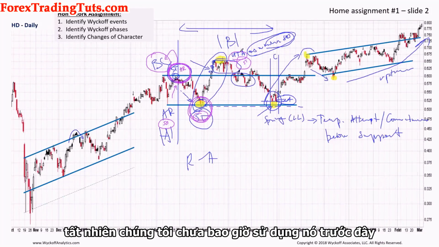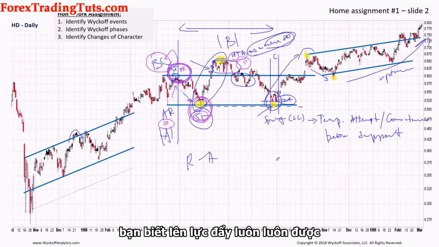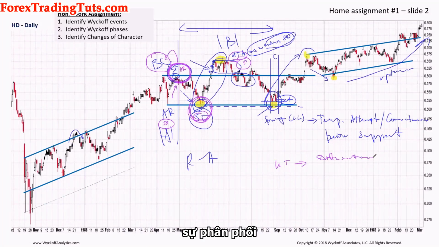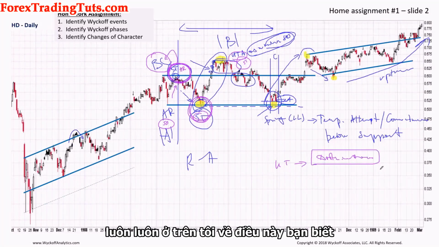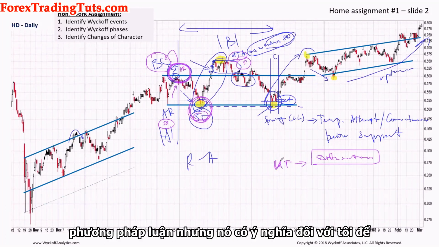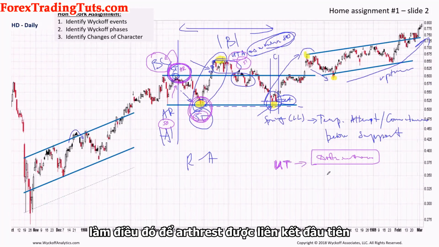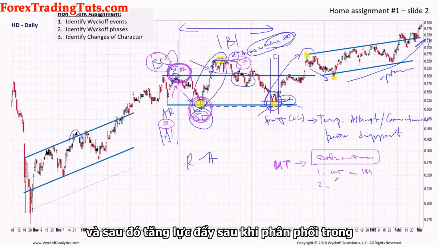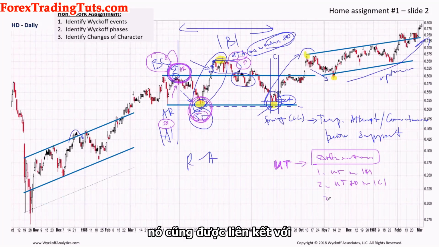We've never used it before. Upthrust always has been associated with 3 things. Usually it has been associated with the distribution. And Hank kind of was always on me about this, like adding something new to the methodology, but it made sense to me to do that. So upthrust was associated first with the upthrust in phase B of the distribution, and then upthrust after distribution in phase C.